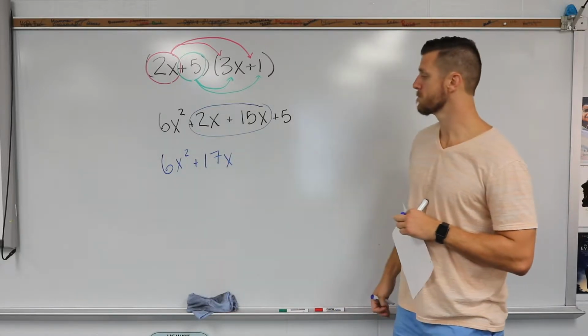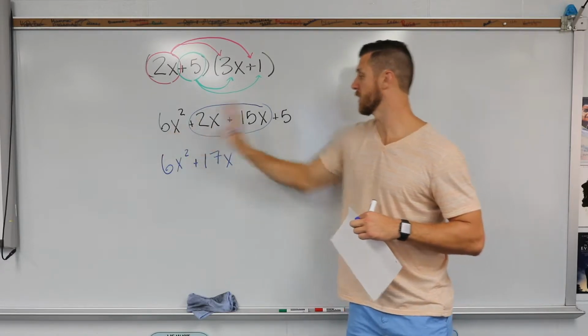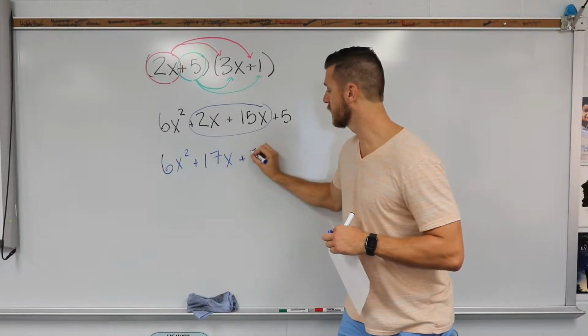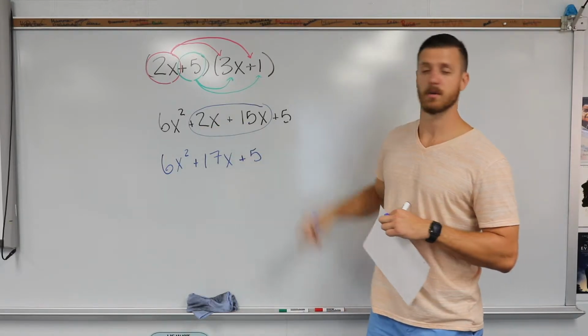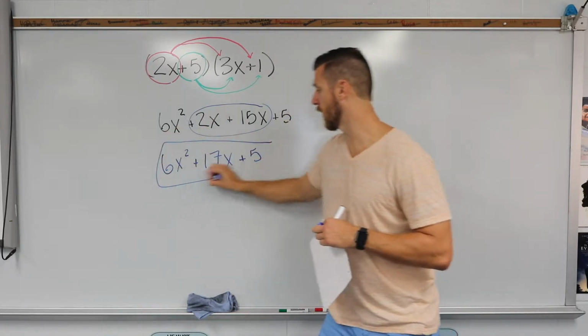And then this lonely 5, just like this 6x squared doesn't have anything else with it, just leave it at the end. The only things we had to combine were those like terms right there. And that is your answer.